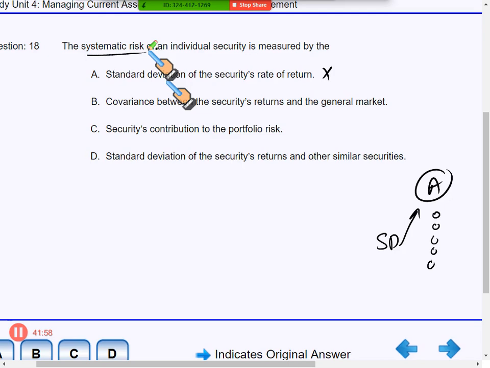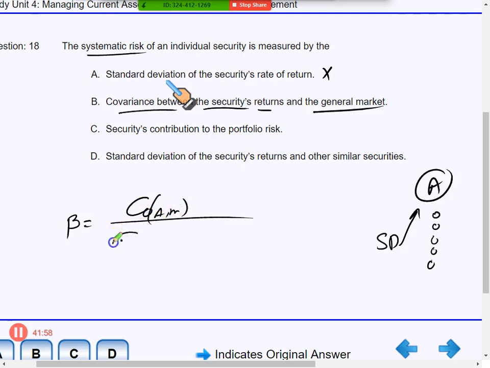Then what is systematic risk? Systematic risk of an asset is measured by the covariance between the security's returns and the general market. That's the perfect description of the systematic risk, which can be further understood by this formula, which we are not expected to use: the covariance of the asset and the market combined divided by the variance of the market. Compare this with beta, which is a measure of systematic risk.